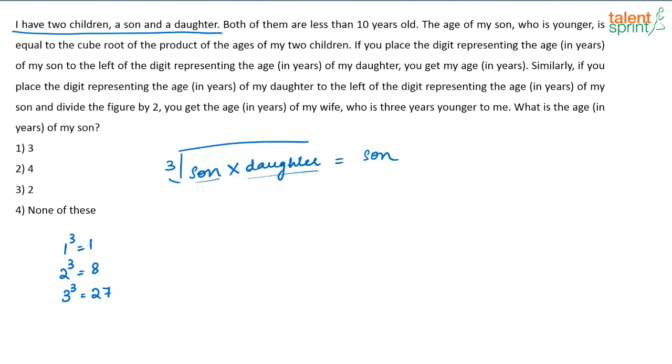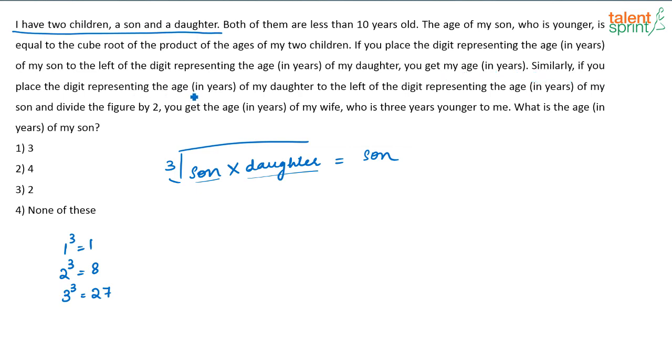So what can be the possible cases? See, one more piece of information that is given here. Let us just keep reading the question. If you place the digit representing the age of my son to the left of the digit representing the age of my daughter, you may get my age in years.